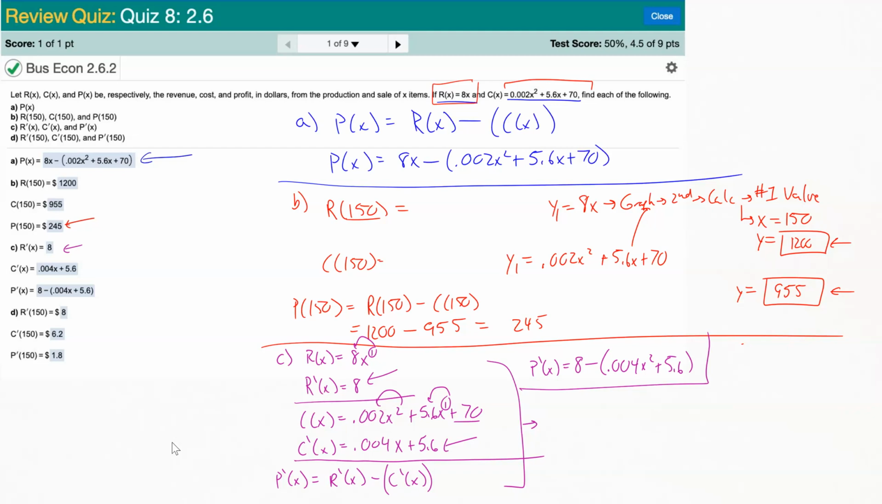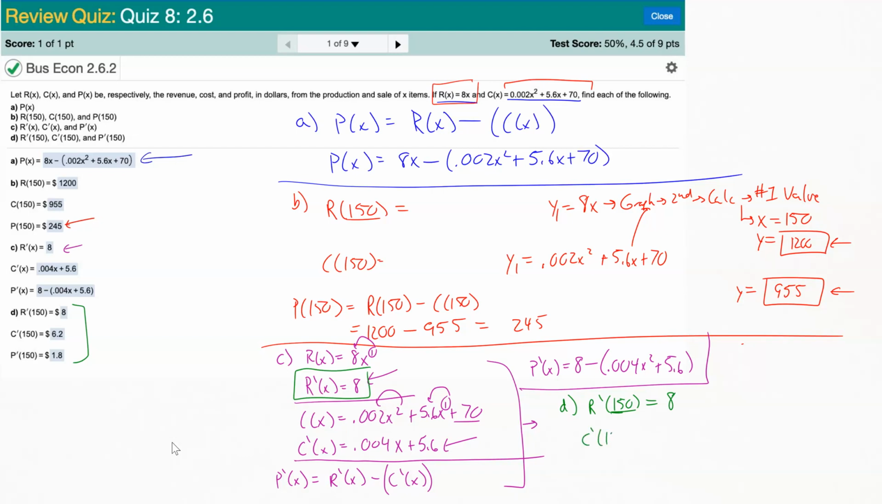At this point, they now want me to start taking 150 and plugging it into my different derivatives. Part D here wants us to do R prime of 150. Well, remember that our derivative here is just a constant function. There's no x to plug this 150 into. So no matter what they want you to plug in, when it's a constant, that is your answer. So the answer here is 8 because there's no x to plug it into.